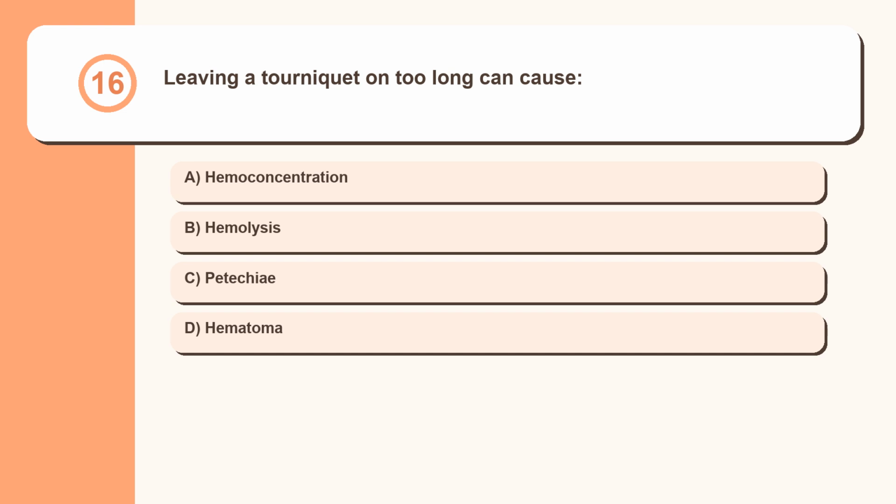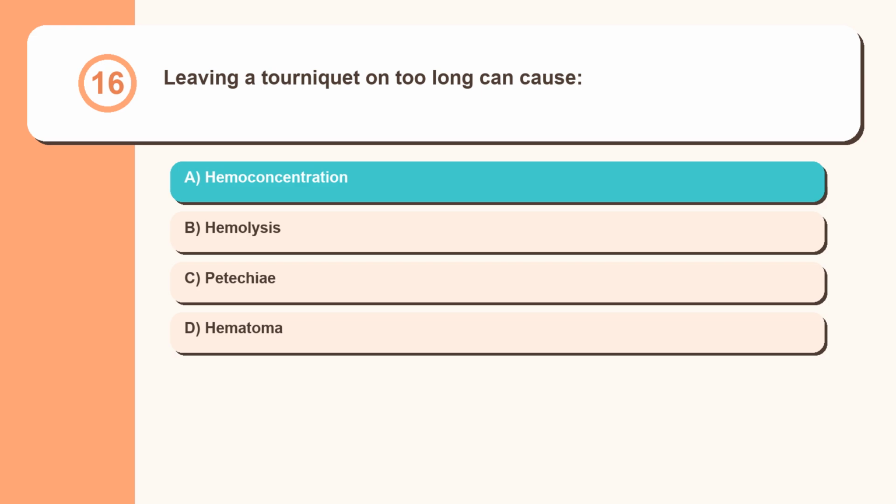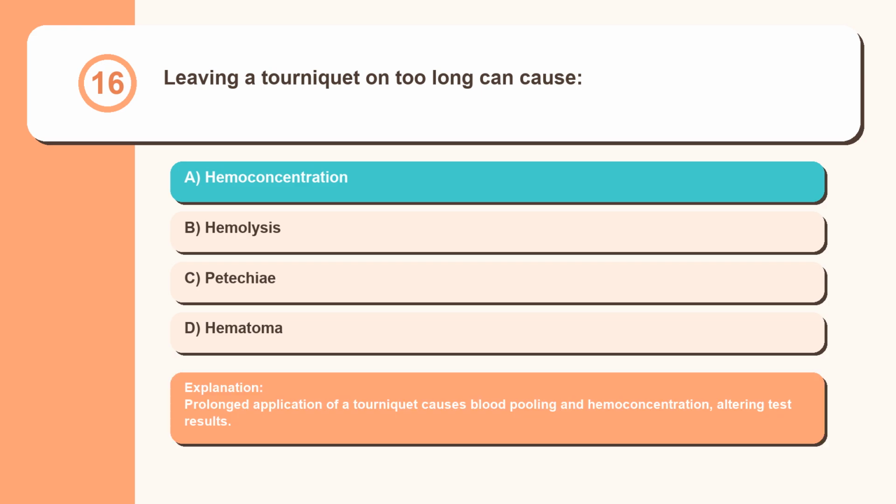Question 16. Leaving a tourniquet on too long can cause hemoconcentration, hemolysis, petechiae, hematoma. Prolonged application of a tourniquet causes blood pooling and hemoconcentration, altering test results.